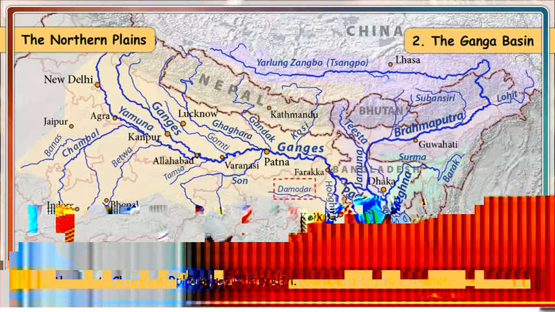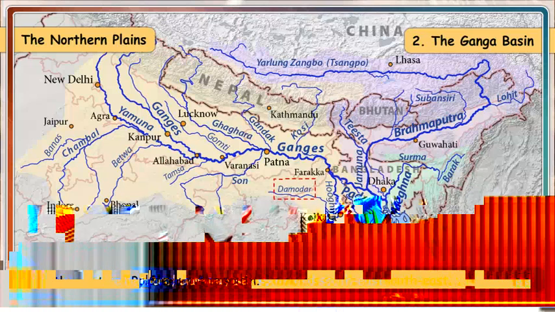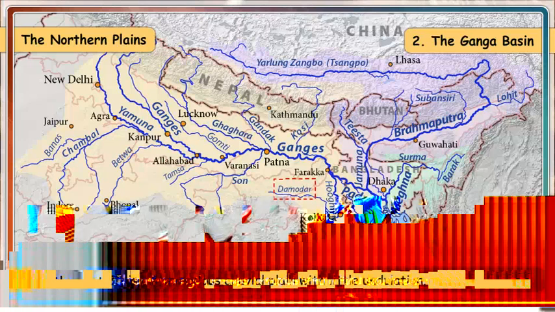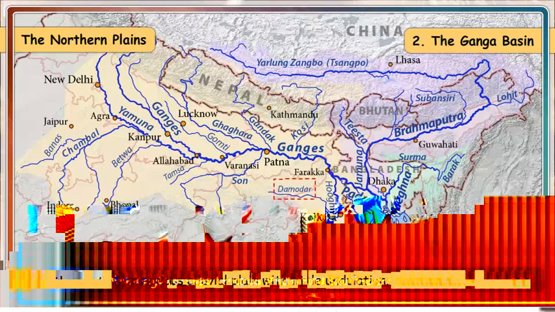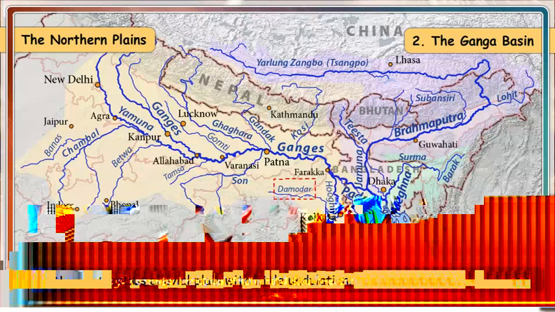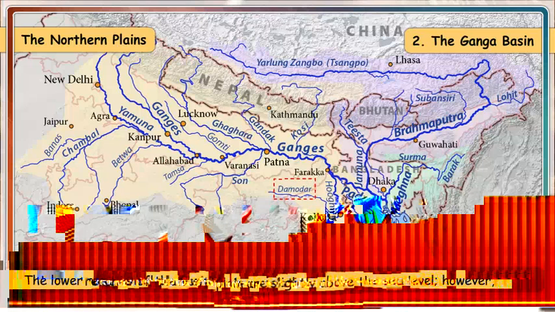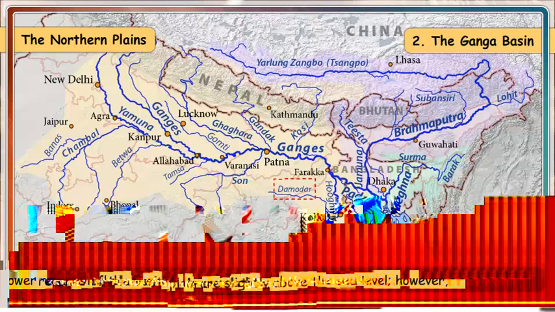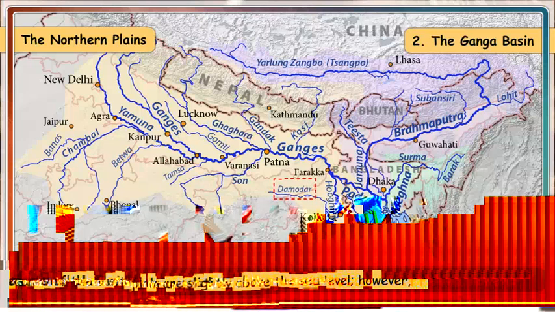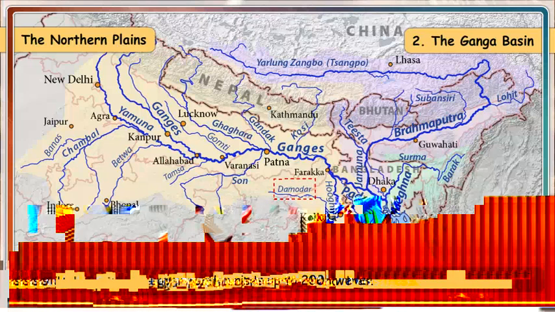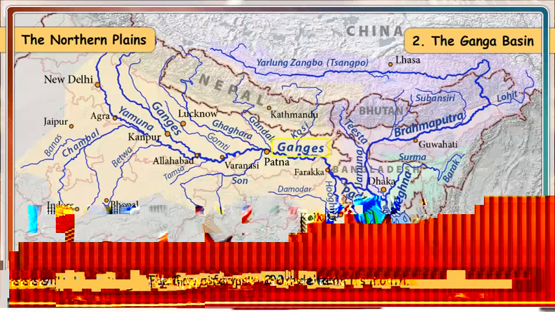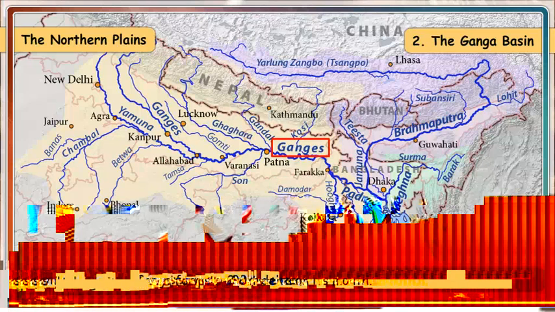The entire region slopes towards south and southeast. It is a monotonous alluvial plain with little undulation. The lower reaches of the Ganga Plain are slightly above the sea level. However, the upper portion rises up to 200 meters. The Ganga forms a great delta on its mouth.